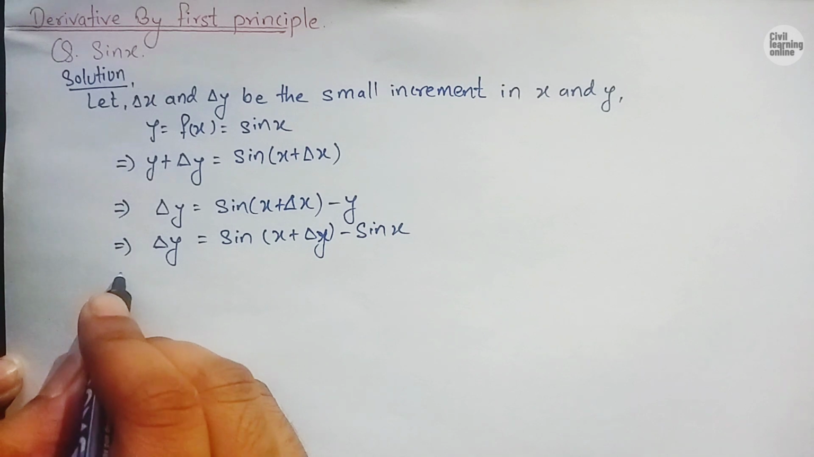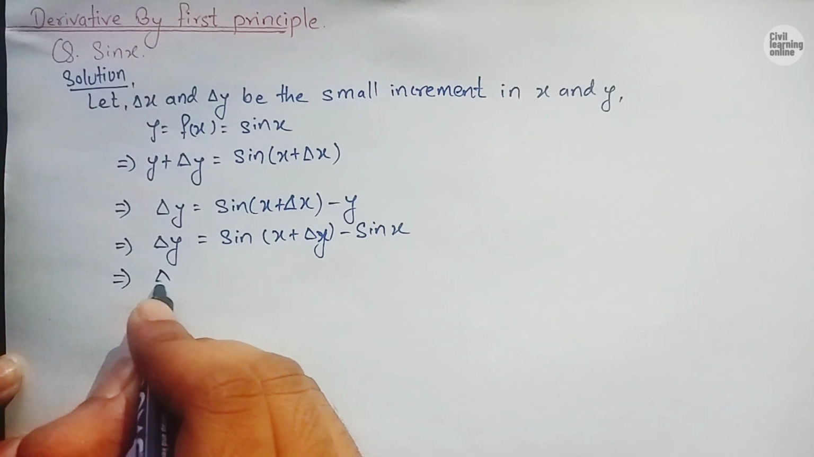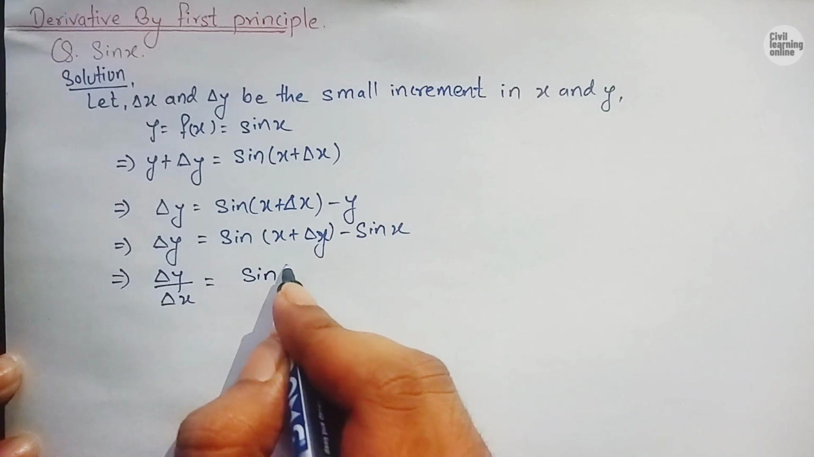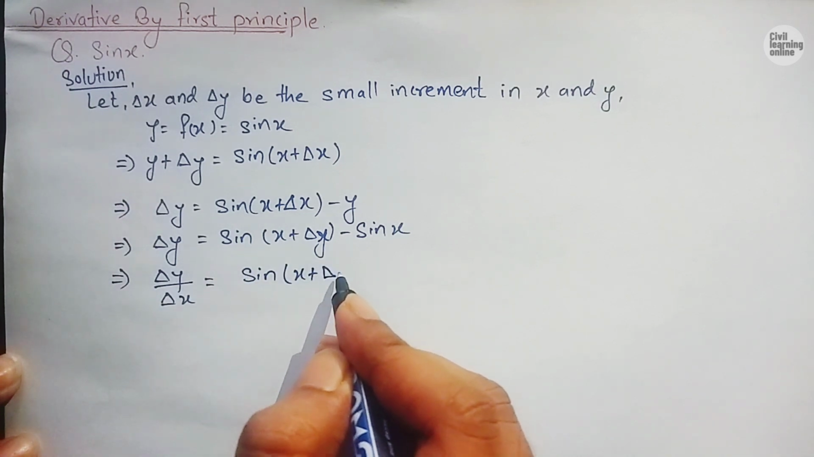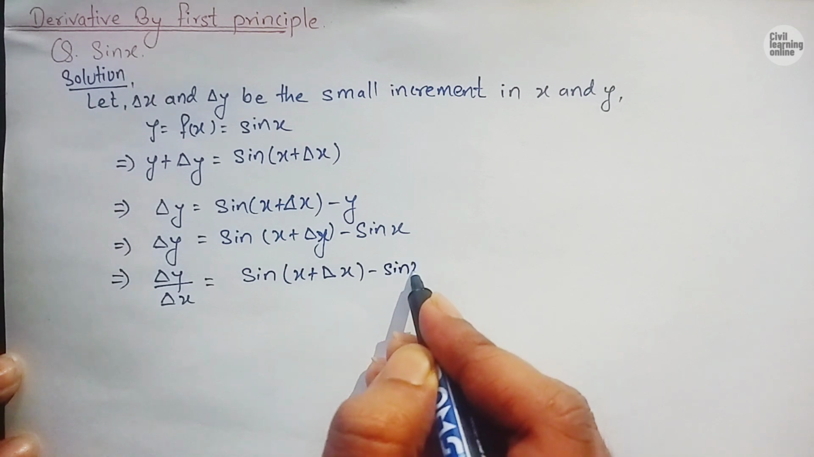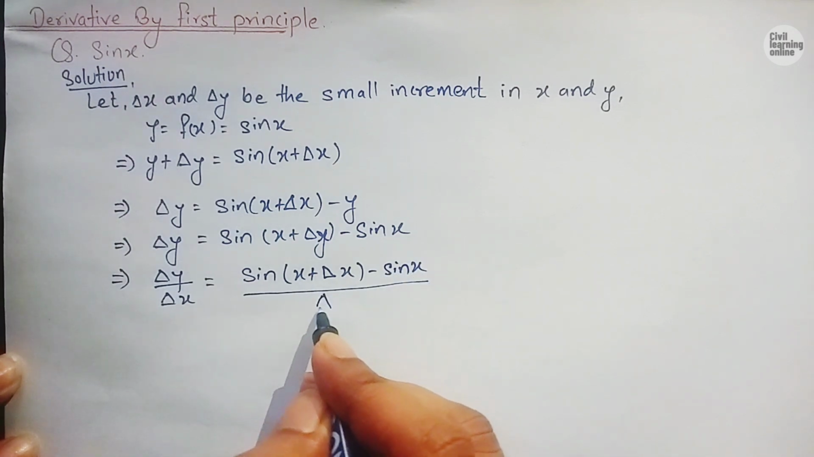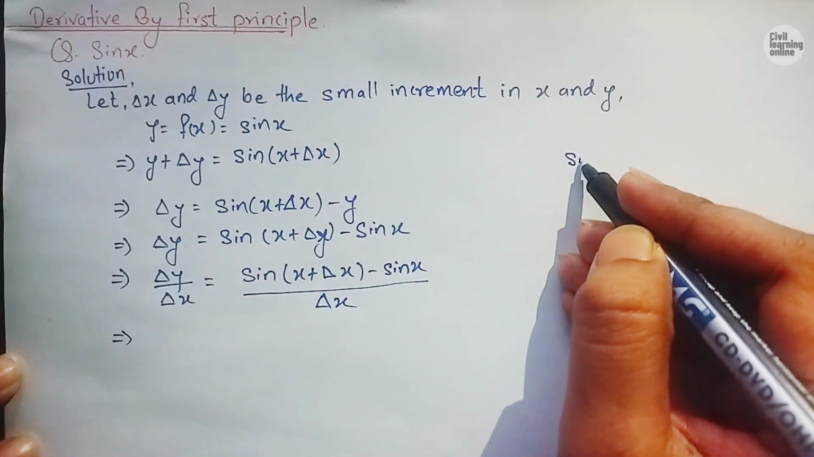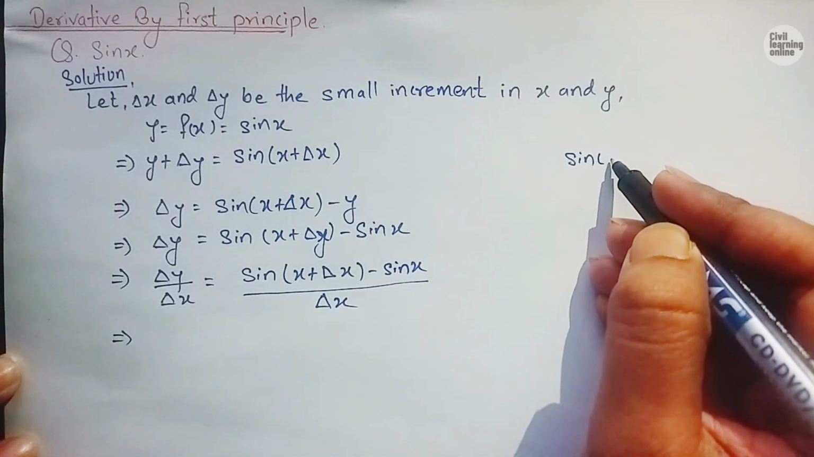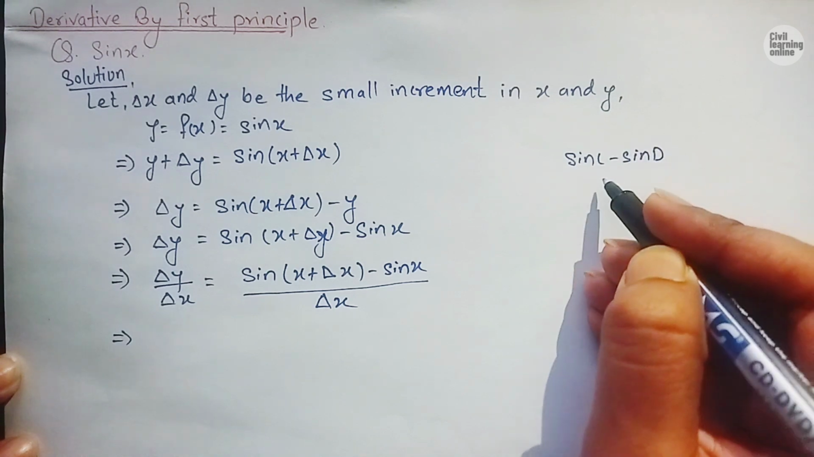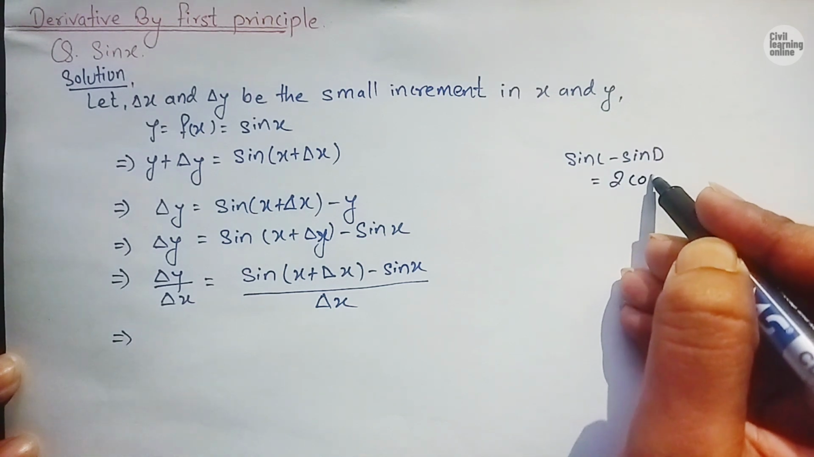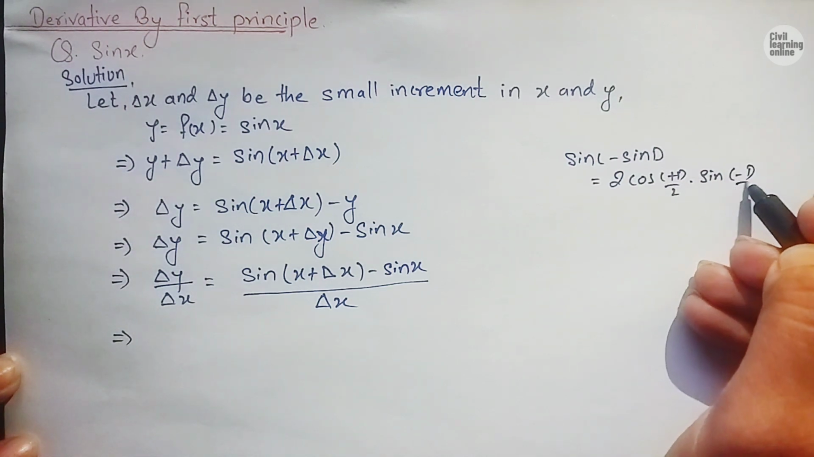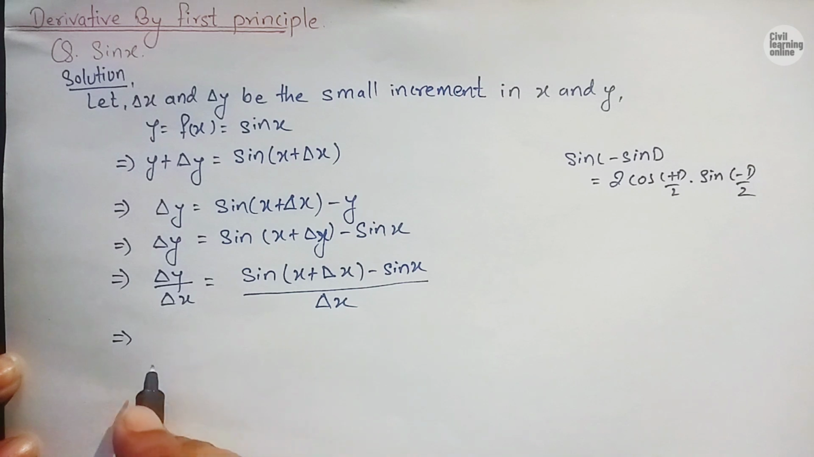So in order to apply the first principle of derivative, we will write delta y upon delta x equals (sin(x plus delta x) minus sin x) divided by delta x. Again we know that sin c minus sin d equals 2 cos((c plus d)/2) times sin((c minus d)/2). So we will apply this formula in the numerator here.